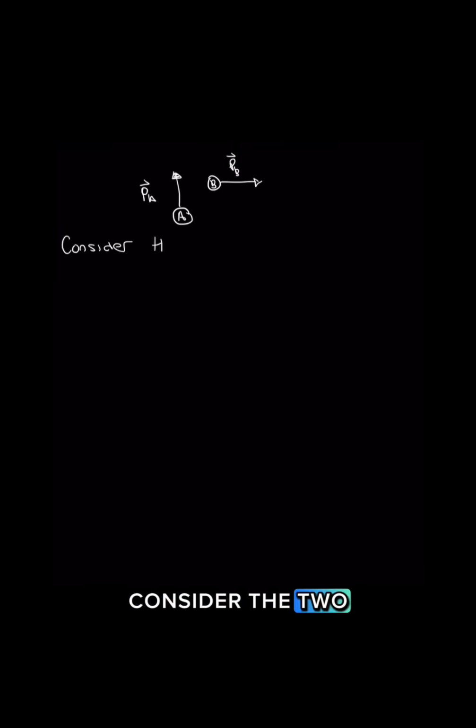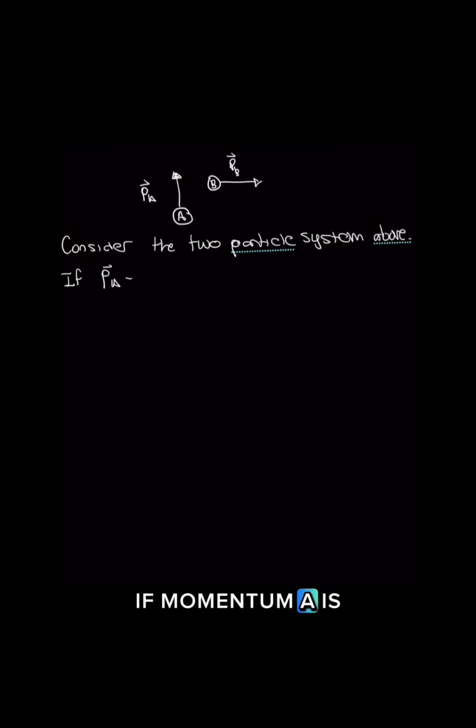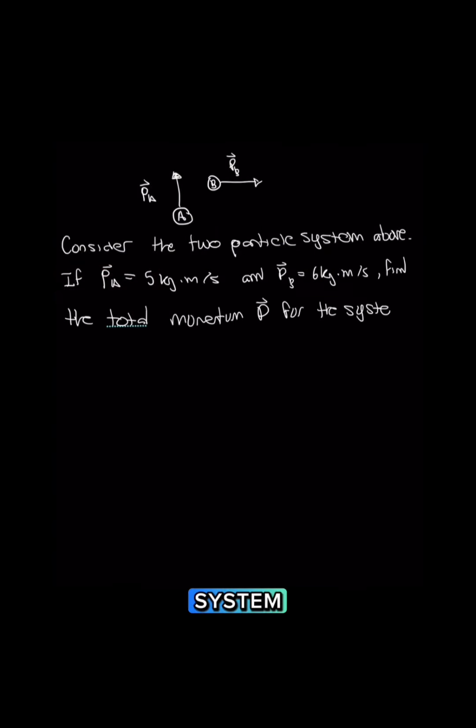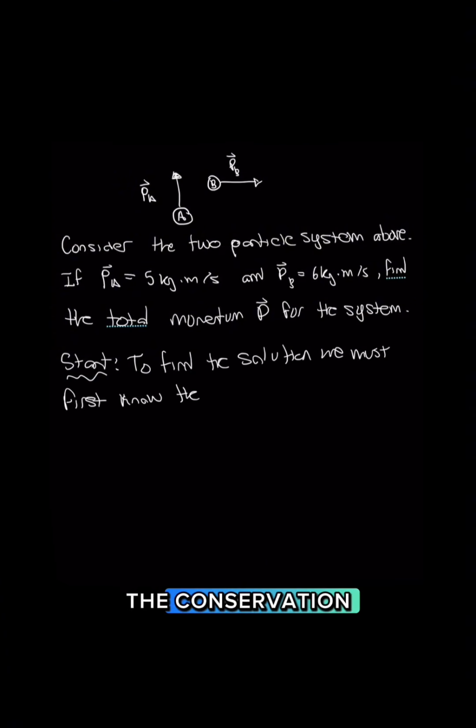Alright, so let's say given this diagram here, the question says, consider the two particle system above. If momentum A is 5 kilograms times meters per second, and momentum B is 6 kilograms times meters per second, find the total momentum P for the system. To start, to find the solution, we must first know the conservation of momentum.